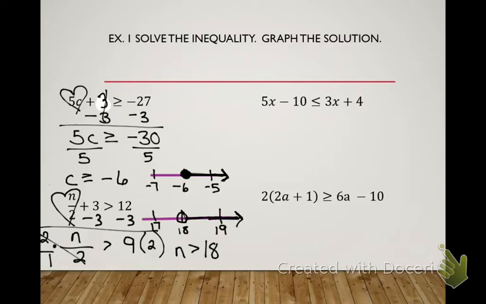Okay, very good. What do you notice that's different about this next one? 5x minus 10 less than or equal to 3x plus 4. What do you guys notice? Yes. So it's on either side of my symbol. Remember, my symbol is like a wall. So can I just combine these two together? No, I can't. They're not on the same side of the inequality.